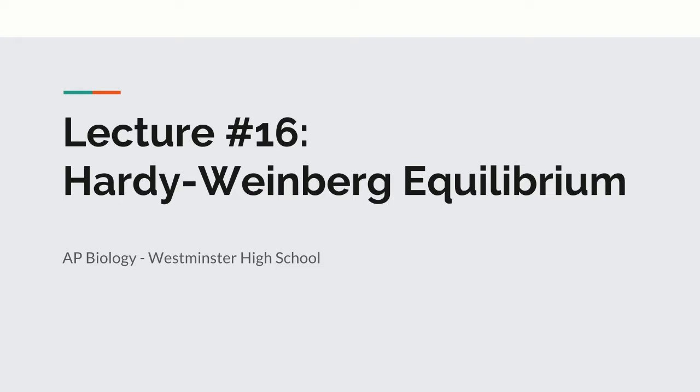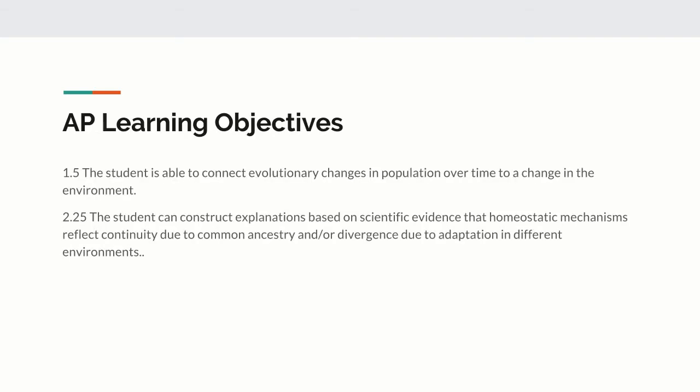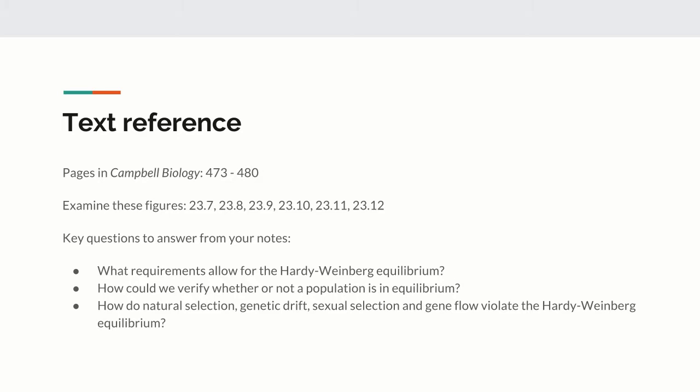This is lecture number 16, which is going to deal with the Hardy-Weinberg equilibrium. In particular, we're going to look at how do we know when evolution is occurring or when evolution is not occurring. And it turns out there are ways that we can actually figure that out. So we have some learning objectives that go with this and some references from the book.